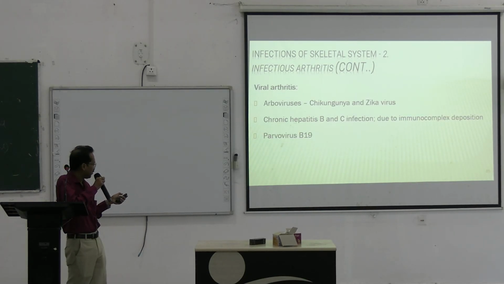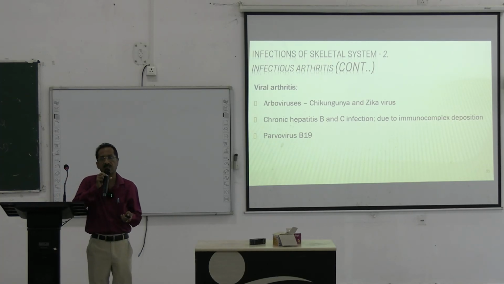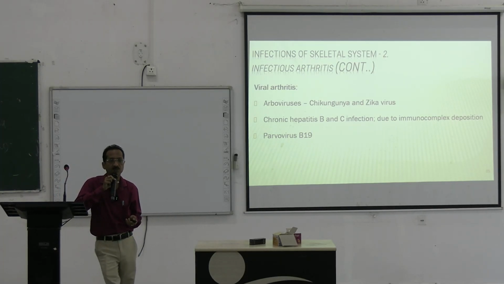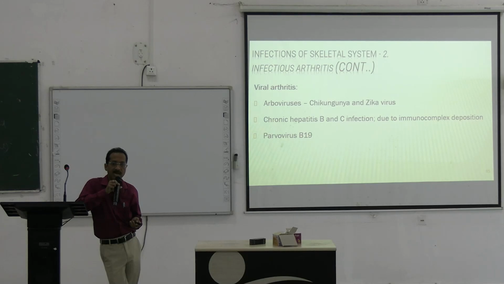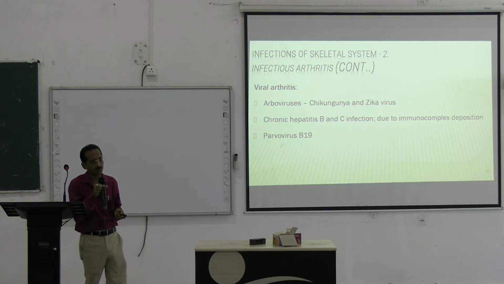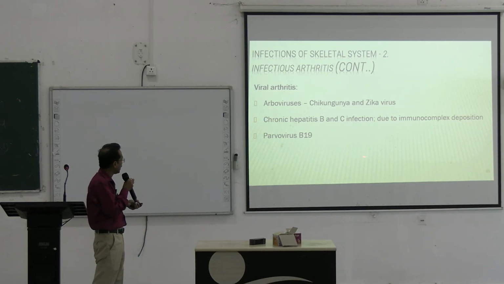Arbovirus infection, chikungunya and Zika virus. Chikungunya main features? Chikungunya is a non-hemorrhagic fever, but chikungunya involves joint pain. Joint pain persists even after fever subsides. Even after that, 1 month, 2 months, joint pain persists, so that is chikungunya.